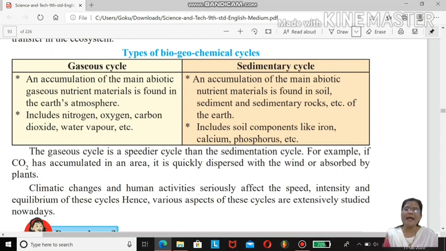Here the gaseous cycle includes nitrogen cycle, oxygen cycle, carbon dioxide and water vapor. Students, these are the distinguishing points. In the exam, you have to write 2 points for each 1 mark. Students, gaseous cycle and sedimentary cycle. Which cycle is speedier? The gaseous cycle is a speedier cycle than the sedimentary cycle. Suppose carbon dioxide has accumulated in an area, it is quickly dispersed with the wind and absorbed by the plants.